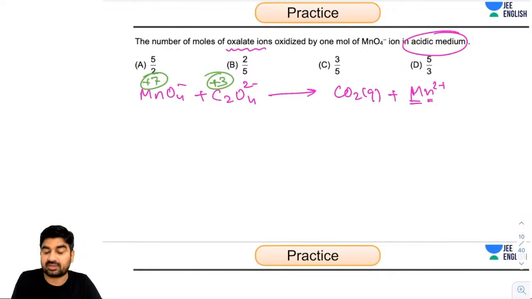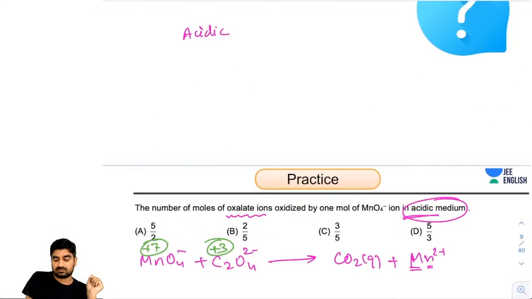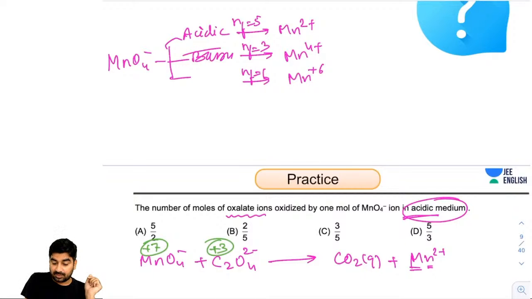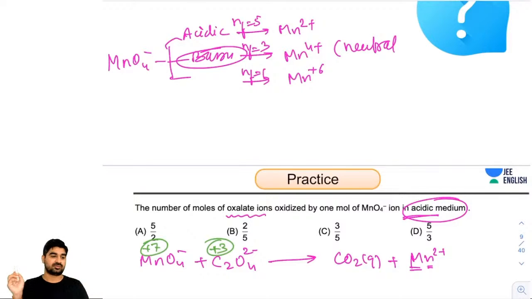Actually, the problem is how will you identify the manganese oxidation state? Carbon, you know, goes from +3 to a maximum of +4 because that is the maximum oxidation state. But how will you calculate it for manganese? So guys, for manganese, always look at the medium. In acidic medium it goes to +2. In basic medium it goes to +4, and in strongly basic it goes to +6. Right? So this is the MnO4 minus position. So guys, n factor here will be 5, n factor here will be 3, and n factor here will be 1. This is basic or neutral. Note it down, guys.